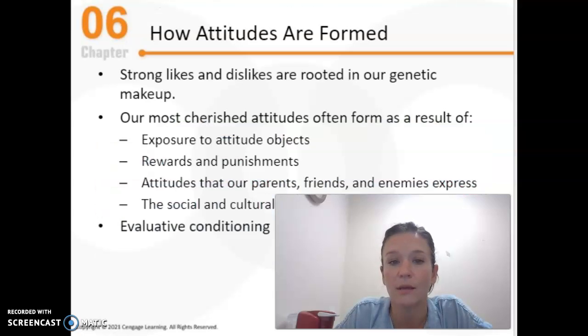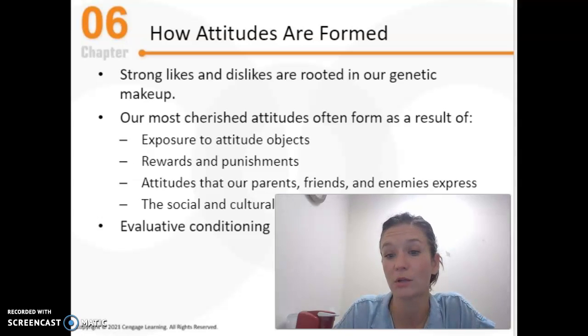So attitudes, strong likes and dislikes, are rooted in our genetic makeup, so they are not all learned. All behaviors are not learned. Some of them are just in our DNA. Twins that were separated at birth can hold the same type of attitudes.